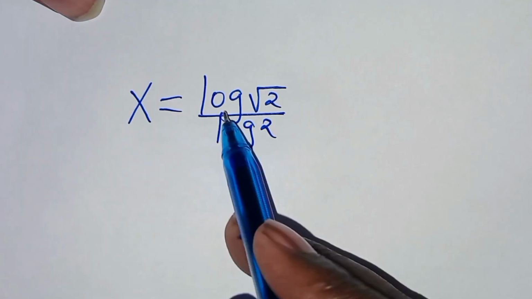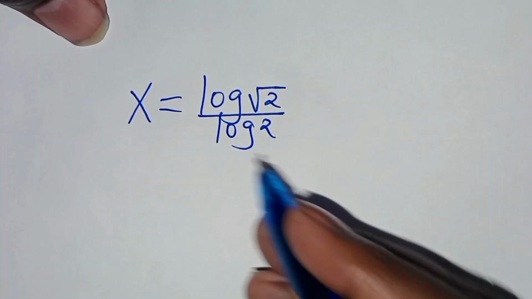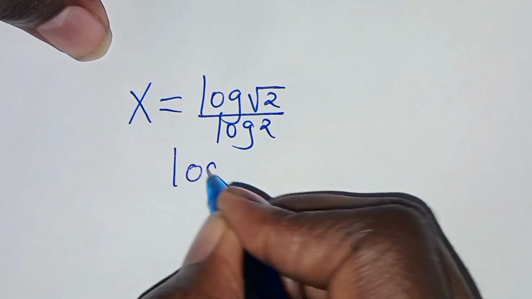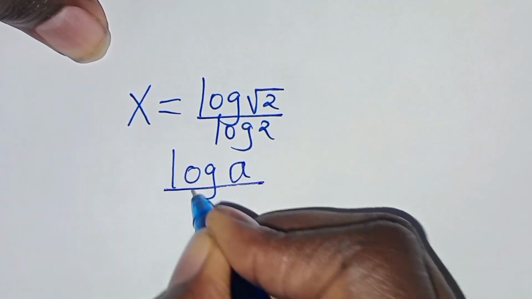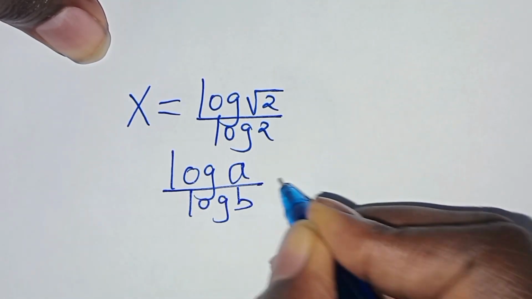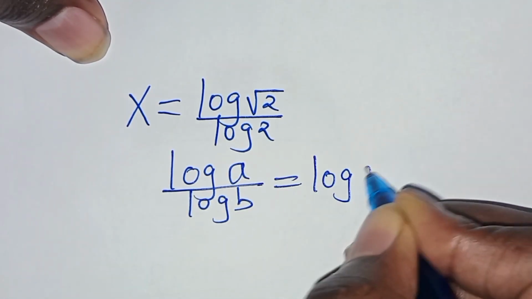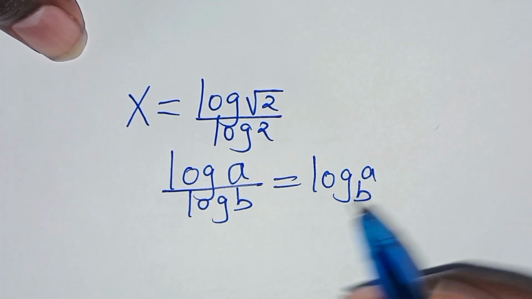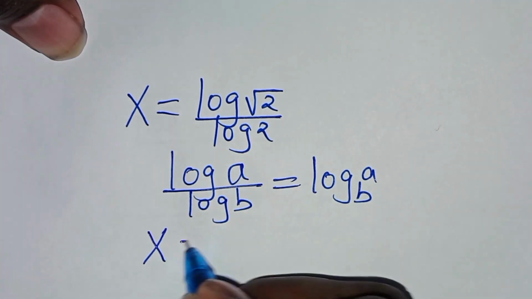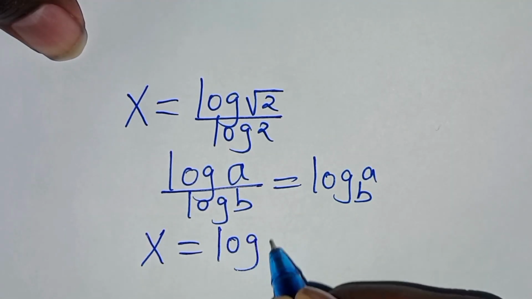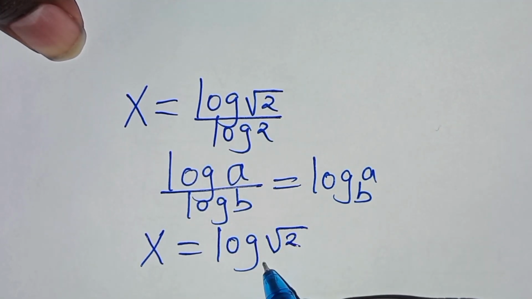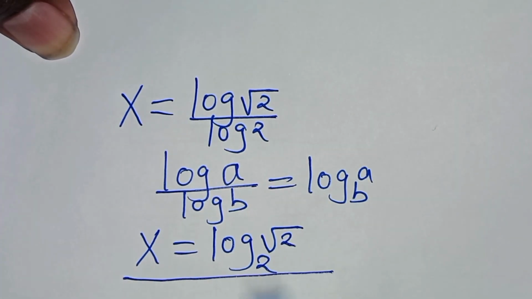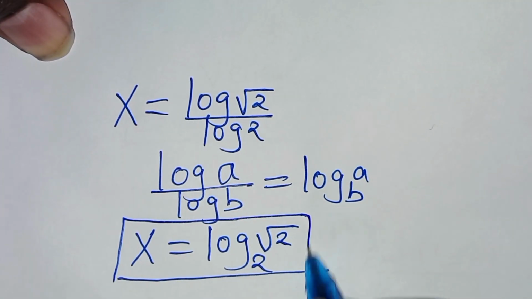We have x is equal to log square root of 2 over log 2. Now this is in the form of log a divided by log b, which we can express as log a to base b. Here we will have x is equal to log square root of 2 to base 2. Now this is the first value of x here.